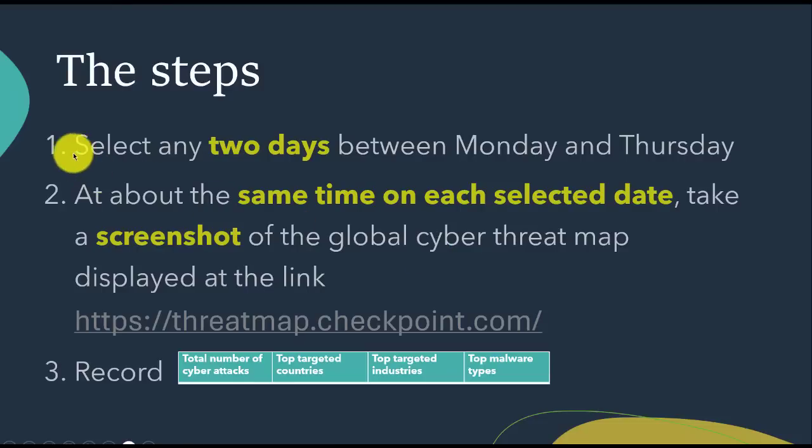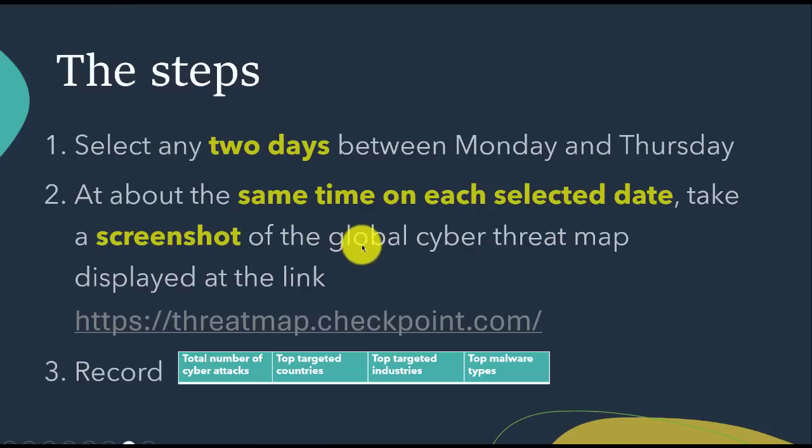So what are we doing for step 1? You select any two days between Monday and Thursday. You can say, okay, I want Monday and Tuesday, I want Monday and Wednesday, any two days. Then about the same time on each selected date, let's say 12 noon or 2 p.m., anytime that's convenient for you. I don't want to hassle you at all during this course. 4 p.m., whenever, or even 8 p.m., but that will be the same time on each selected date.